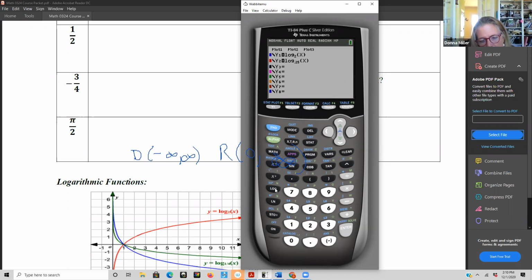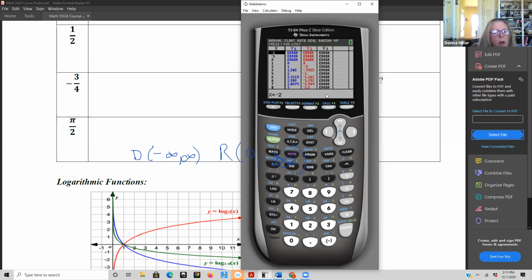Because if I did something like, oh, I don't know, let's do log base -2 of x. It's not going to like it. All bases must be positive. So if I graph it, it's probably going to give me an error. Well, it didn't do anything. All right, so I wonder what it does. Let's go to the table and see what it does. I was curious. Oh yeah, error all the way through. All right, so you can't take the log of a negative number.